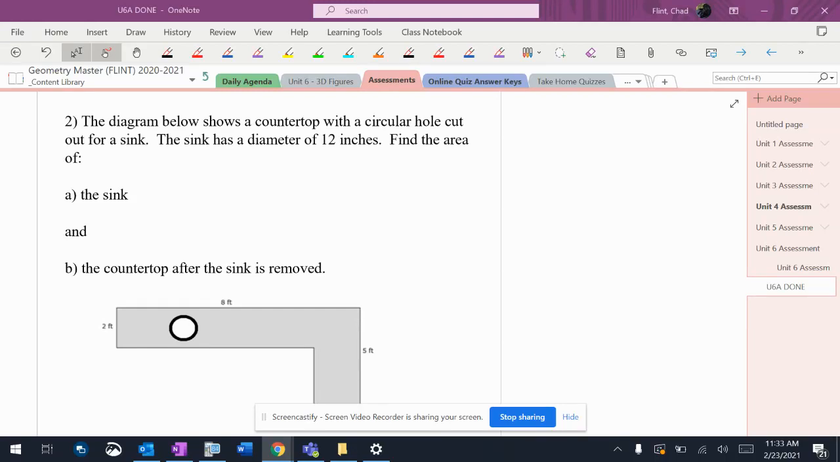The diagram below shows a countertop with a circular hole cut out for a sink. The sink has a diameter of 12 inches. Find the area of the sink and the countertop after the sink is removed.